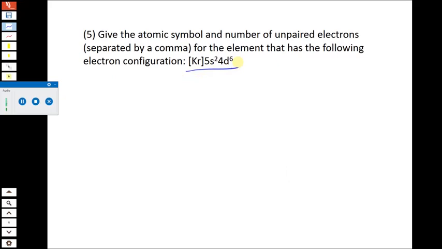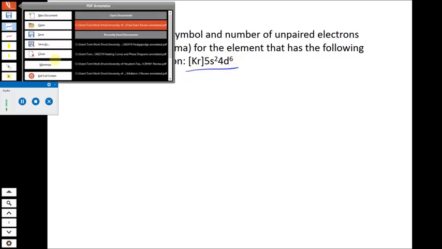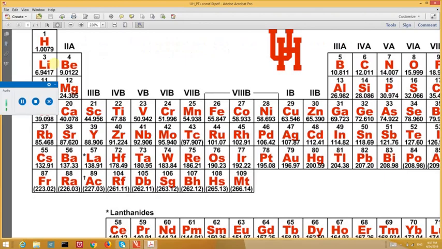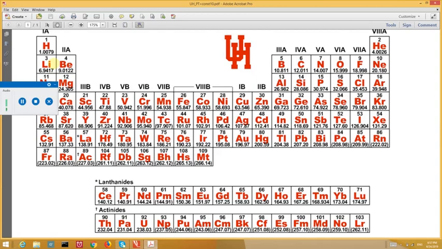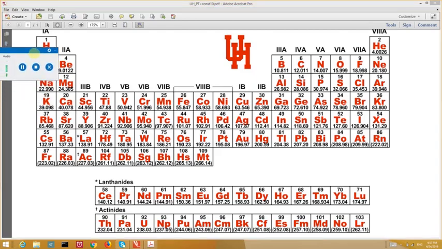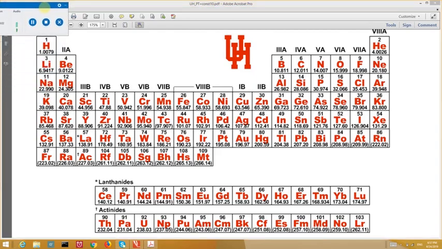So remember, when we're doing electron configurations, the location on the periodic table tells us which of the subshells we're filling. And very often when we do this, we use the core electrons from the noble gas as a shortcut. All right? So if our configuration is Kr, krypton, and then 5s2 4d6, we have core electrons that are krypton, so those are the 36 core electrons that we have. And then we're going to go and find out where the valence electrons take us.